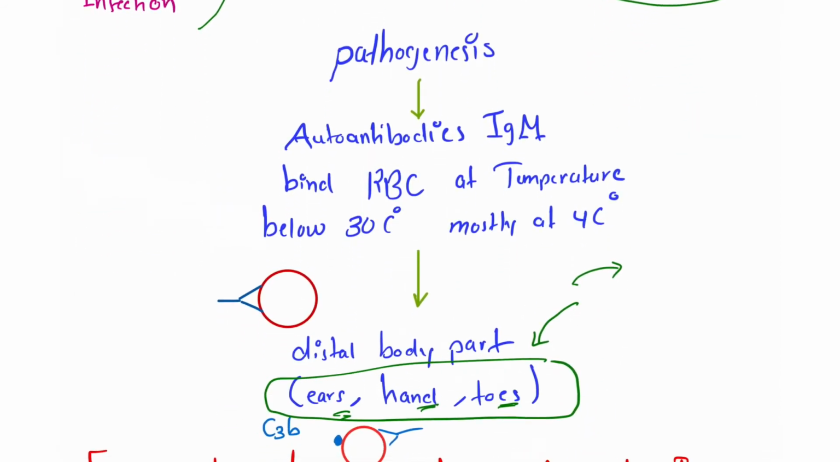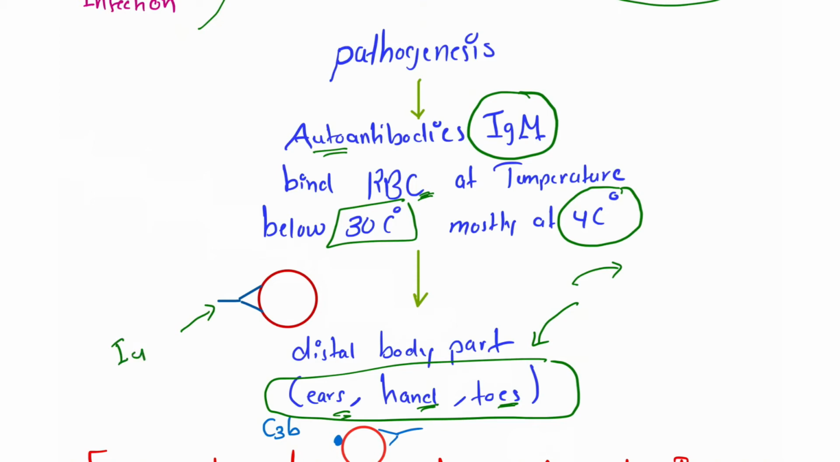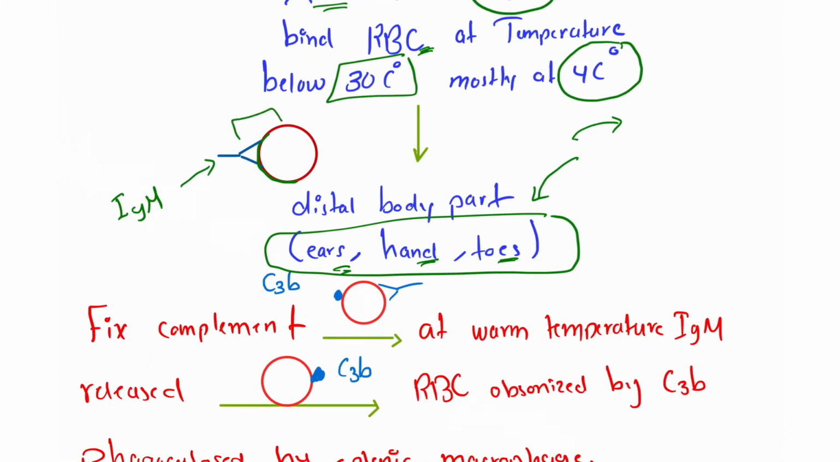Regarding the pathogenesis of this type of anemia, we have autoantibodies, mainly IgM, that bind RBC receptor or RBC surface at temperature below 30 degrees Celsius, mostly at 4 degrees Celsius. يعني عندنا autoantibody mainly IgM form that bind surface of RBC. This complex, which consists of autoantibody and RBC, will activate complement system. Activation of complement system results in C3b, which is a part of complement system, bind RBC membrane. يعني راح يتكون عندنا complex يتكون من RBC, autoantibody mainly IgM and C3b.